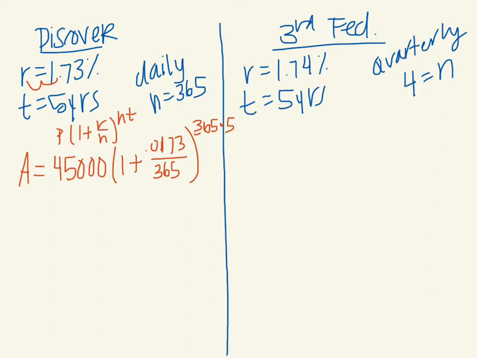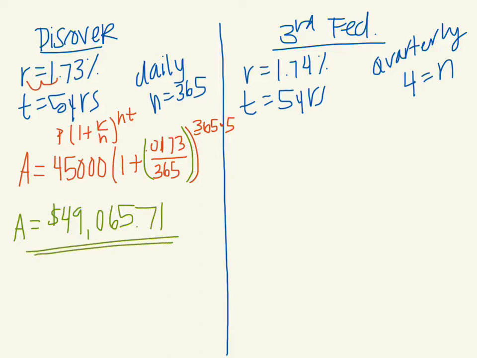So you're going to take that, type it into your calculator, make sure you use parentheses, and be careful. For those of you that have the 83 that can't do the nice fraction button, you're going to have to make sure you put an extra set of parentheses around that fraction inside the parentheses, so just be real careful about that. But you should end up with $49,065. And again, we're going to round to the nearest cent, 71 cents. So that's what we end up with for Discover after a 5-year CD.